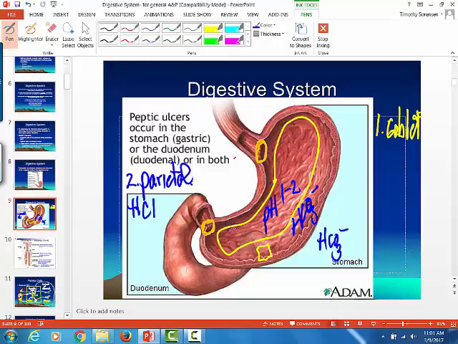Say yeah. So when you're about to eat something, right, you think about eating or the act of eating, goblet cells will begin to produce that protective mucus lining. Tell me you're following this.